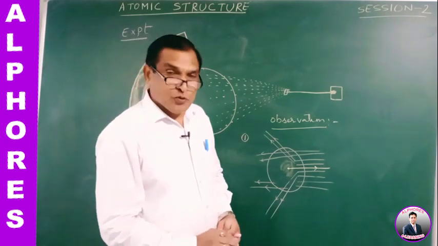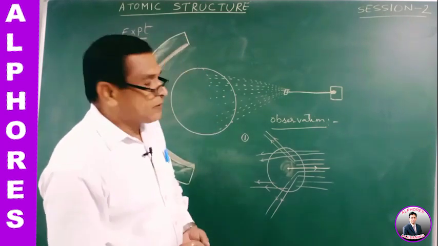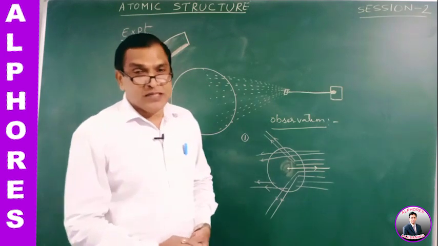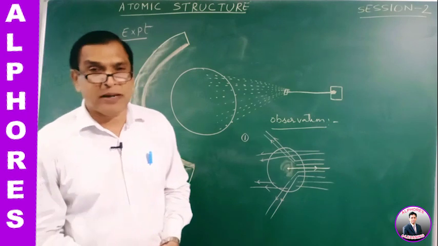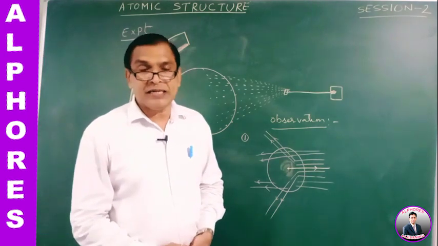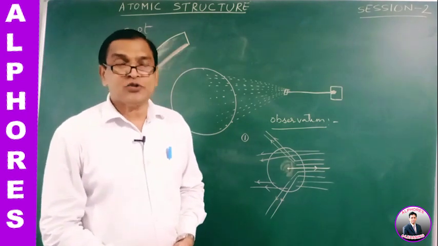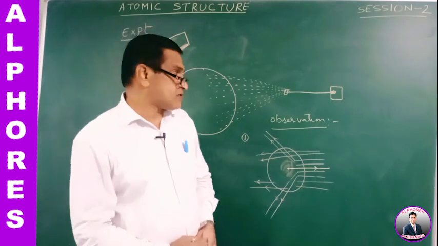And Rutherford concluded that the radius of the atom is approximately 10 to the power minus 10 meters, and he also determined the radius of the nucleus as nearly 10 to the power minus 15 meters.